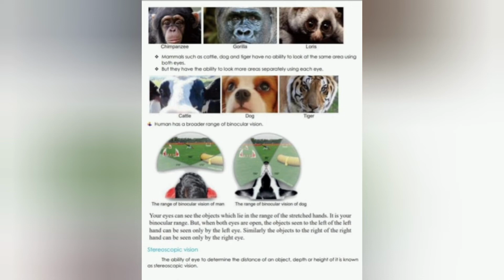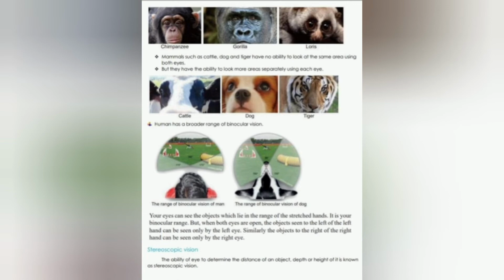Your eyes can see the objects which lie in the range of the stretched hands. It is your binocular range. But when both eyes are open, the objects seen to the left of the left hand can be seen only by the left eye. Similarly, the objects to the right of the right hand can be seen only by the right eye.